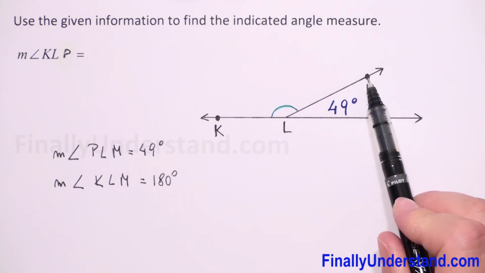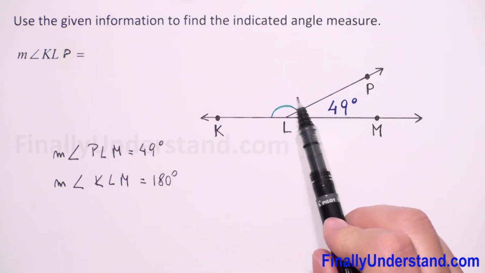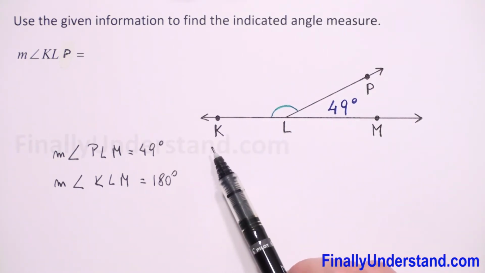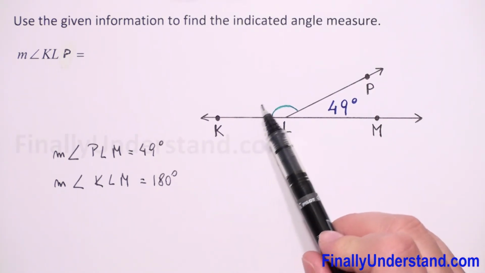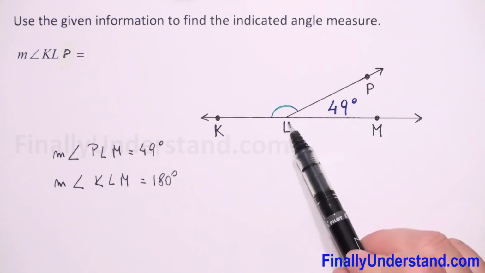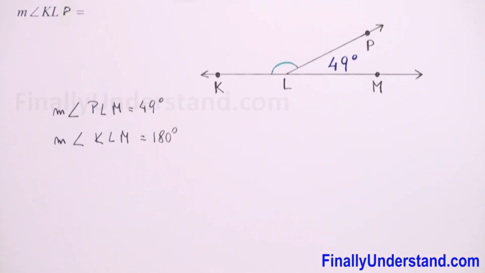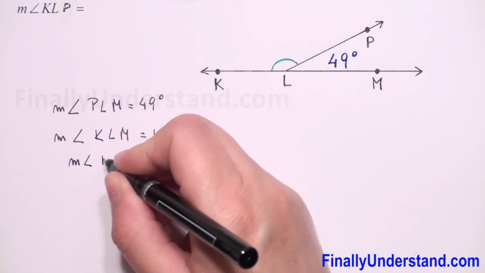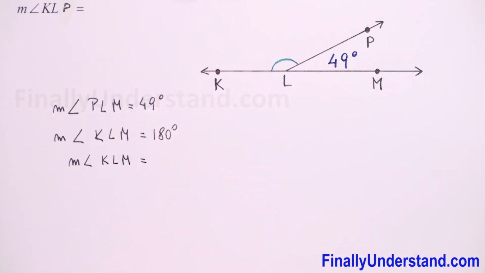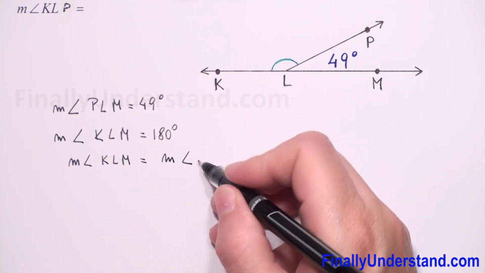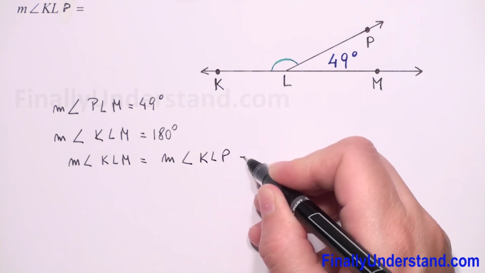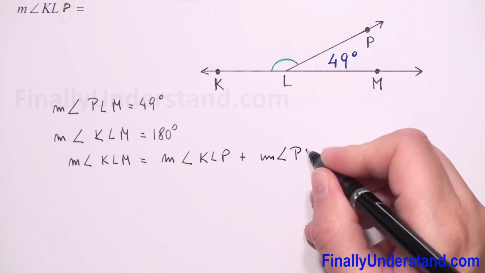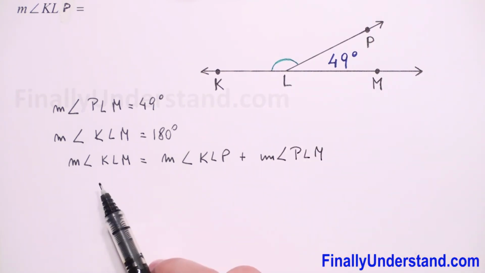We have given angle PLM, so now to find angle KLP, we have to subtract from angle KLM, from the straight angle, angle PLM. So we can write the equation first, that measure of angle KLM is equal to measure of angle KLP plus measure of angle PLM. Now we can substitute.